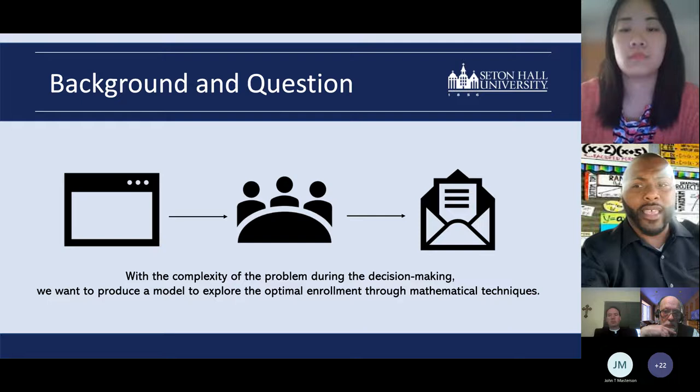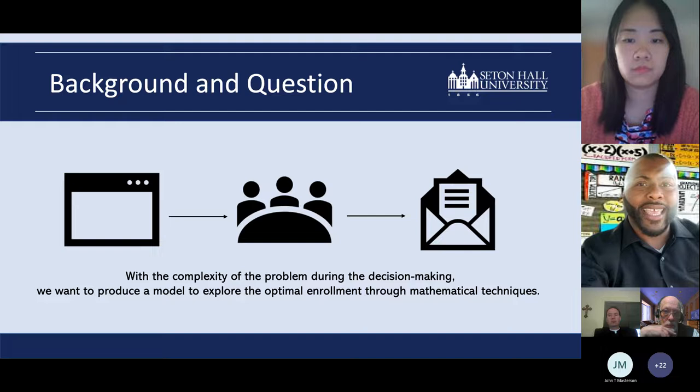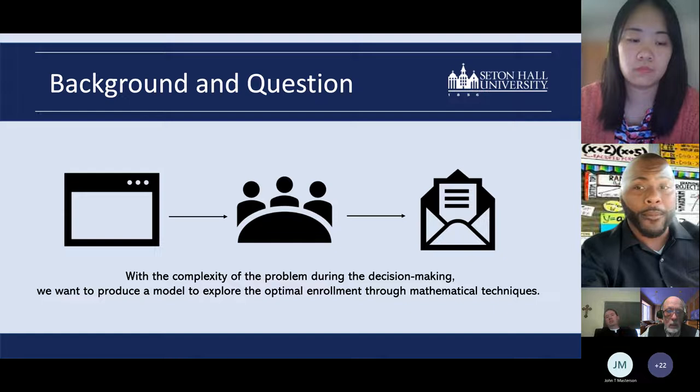The model assumes that a decision should be made every year to determine how many students to admit. And from there, the students are classified based on their academic qualifications, whether or not they're a commuter or they're going to stay on campus, the program of study, or any other characteristics during the admissions decisions. Next, please.